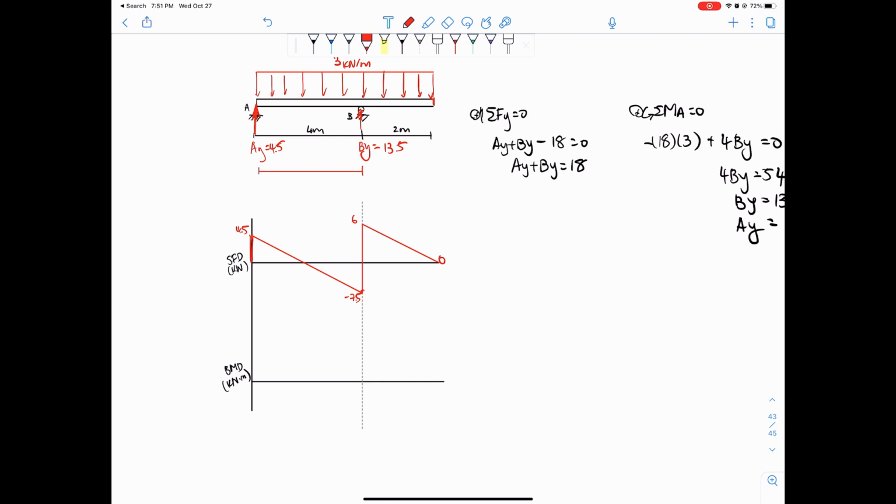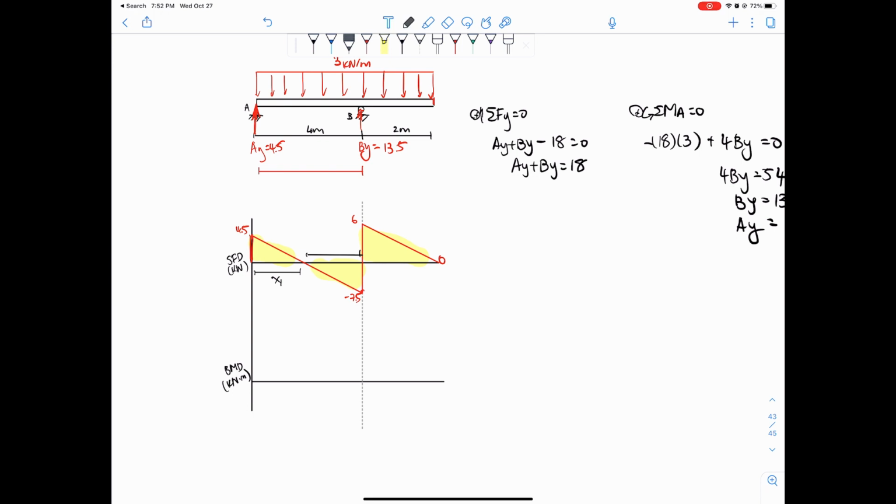So here comes the more tricky part, right? How do we find the bending moment diagram, all right? So this one is a bit more tricky because we need to find what these distances are, okay? So because the simplest way to do it would be to find these two areas here. Okay?